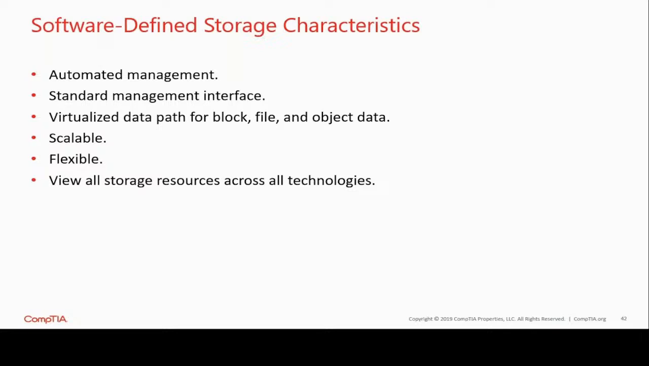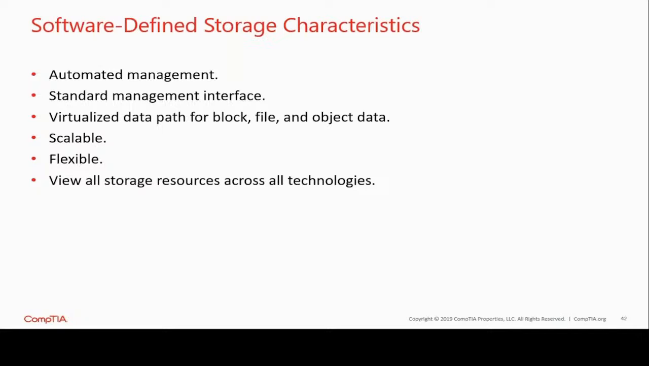Then software defined storage. What are their characteristics? They are automated in management, with a standard management interface, a virtualized data path for block, file, and object data, and are scalable, flexible, and let you view all storage resources across all technology. So whatever data you are storing on your AWS and Azure, you will see all these things. It is automatically managed because it is designed with that feature.